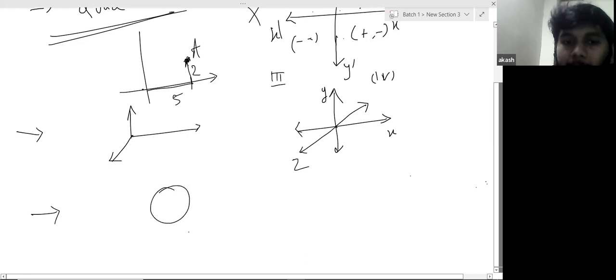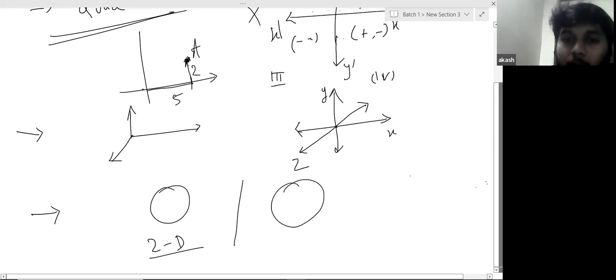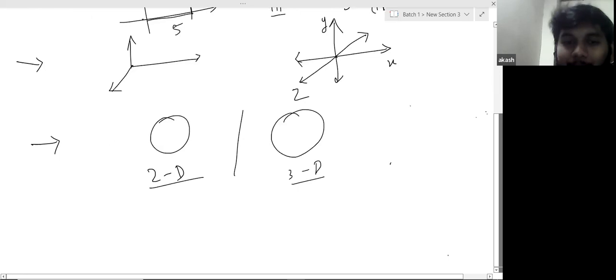If I have a circle in 2D, in 3D it becomes a sphere. Absolutely. See, I cannot draw a sphere in 2D, so please use your imaginations in this chapter. All right, it's very necessary. I cannot draw 3D figures.